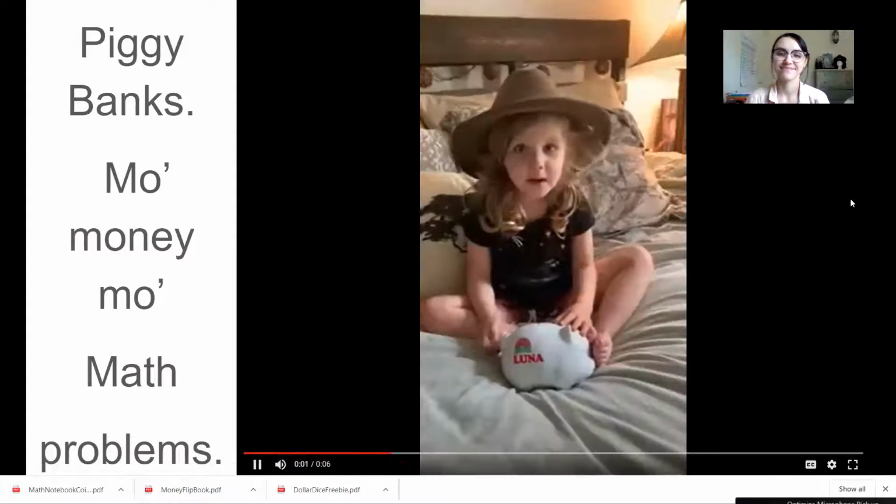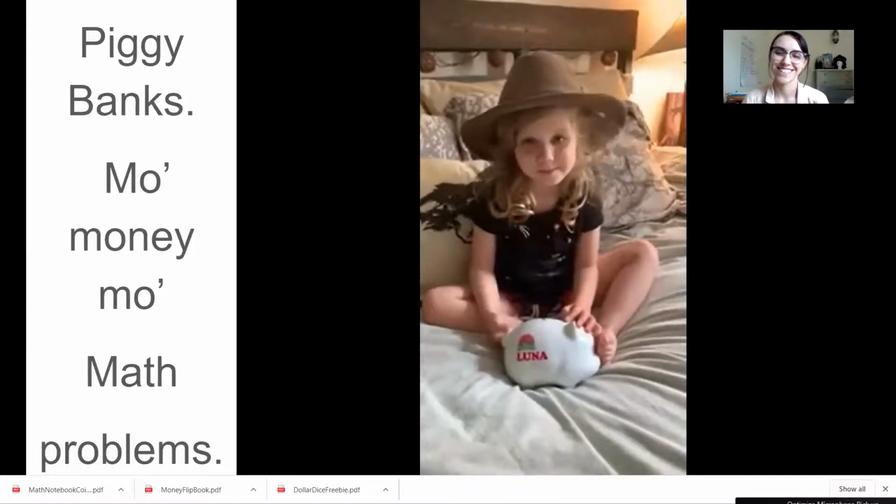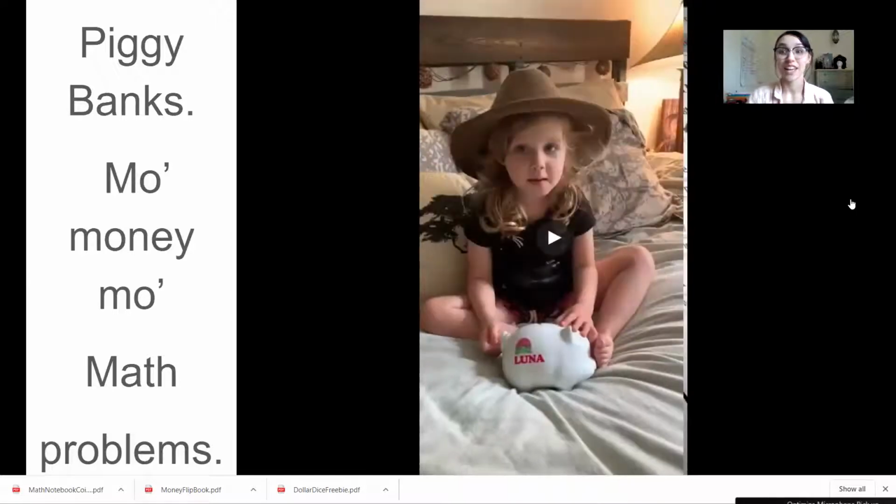Can you have my money, please? Yeah, I'll help you count your money. It looks like Luna's going to need some help counting the money in her piggy bank. So we need to make sure that we help her. She's just learning how to count, so she doesn't know how to count money yet. She's going to need our help.